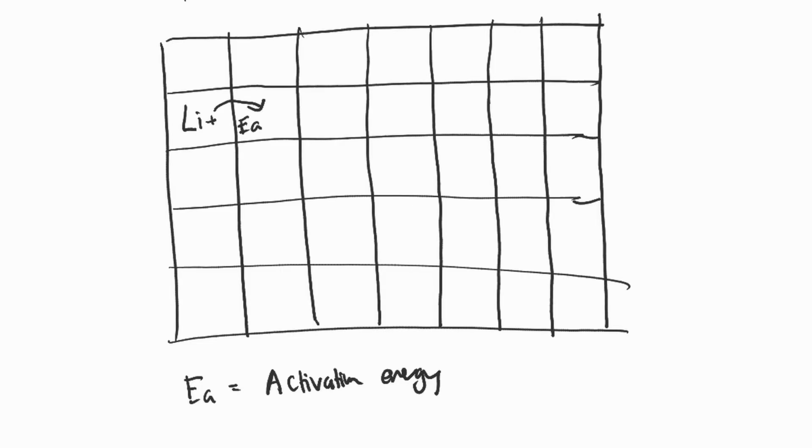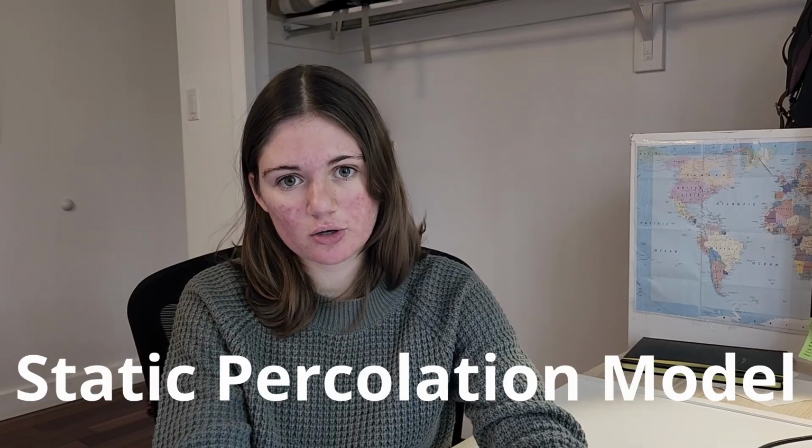How fast it can hop is dependent on how big the gaps are in between the grids, and it's also dependent on the activation energy. The activation energy is the energy required for the lithium to actually make that jump into the new spot, and that's determined by the crystal lattice itself. This is the static proportion model that I was describing earlier.